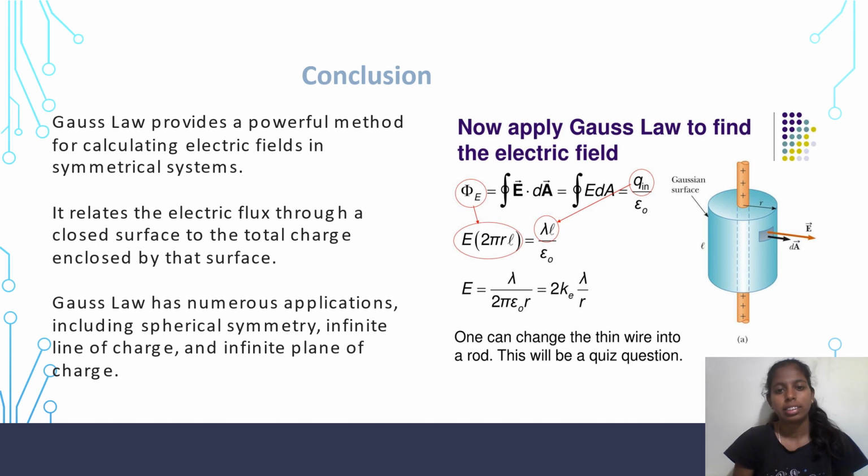And now we are at the end of this video. Now let's see the conclusion. Gauss law provides a powerful method for calculating electric fields in symmetrical systems. It relates the electric flux through a closed surface to the total charge enclosed by that surface. Gauss law has numerous applications including spherical symmetry, infinite line of charge and infinite plane of charge.